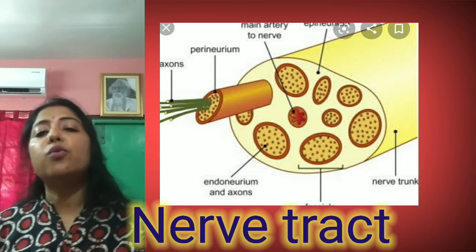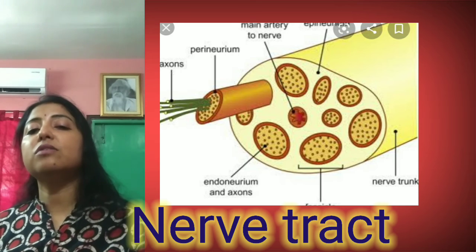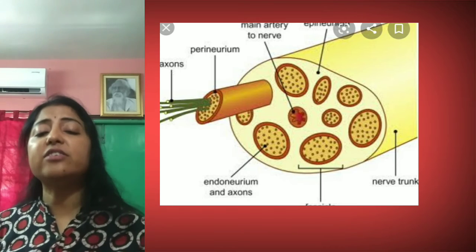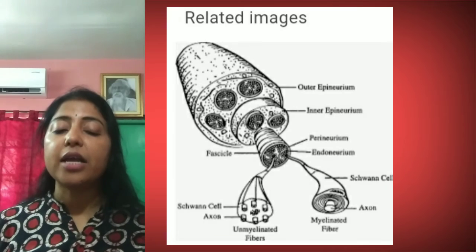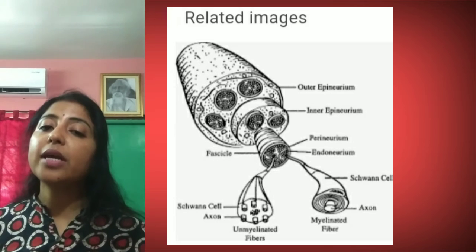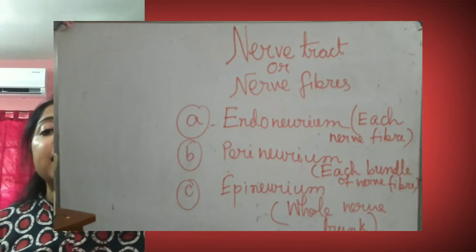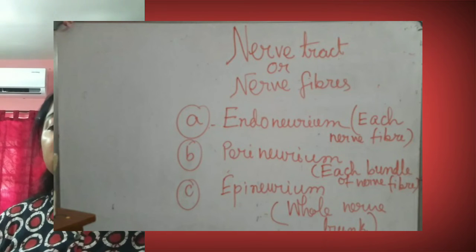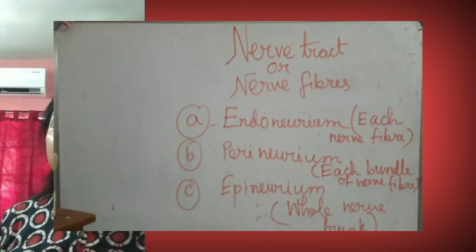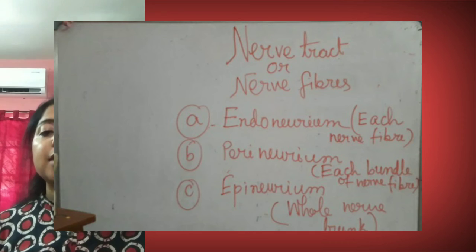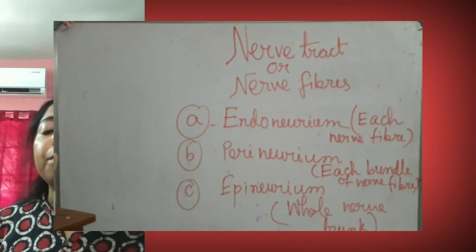So what are nerve tracts? A bundle of axon fibers which are present in the central nervous system are known as nerve tracts. Okay. They also have some coverings: endoneurium, perineurium, and epineurium. Okay, endoneurium. If an individual nerve fiber, an individual axon, is surrounded by some connective tissue, that is known as endoneurium.